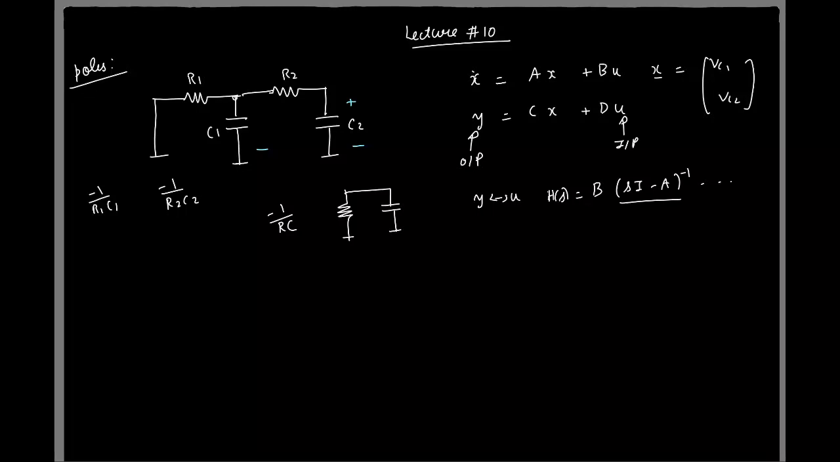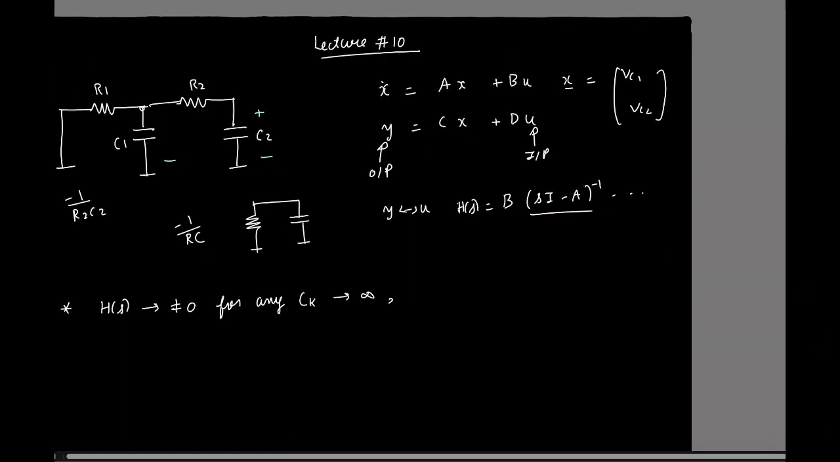So we also then looked at the zeros. The zeros, as we saw, depend on the location of the input and the output. We saw one foolproof way to detect the presence of zeros, and what was that? How do I see if I have a zero or not? You find if the transfer function tends to a non-zero value for any Ck tending to infinity. You take each and every capacitor and tend it to infinity and see what the transfer function is. If that turns out to be non-zero, then you have a zero.